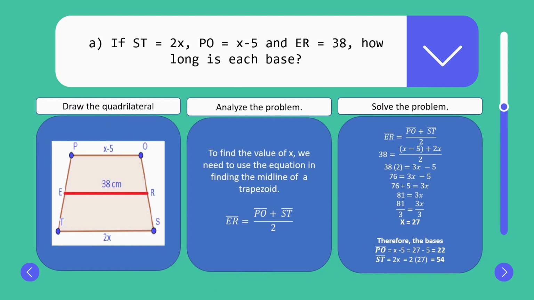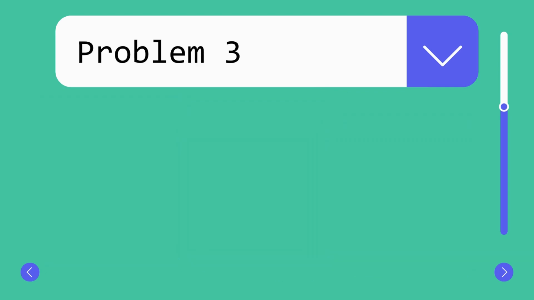A clear presentation of the three steps that we need to solve for problem A. We have here problem 3.